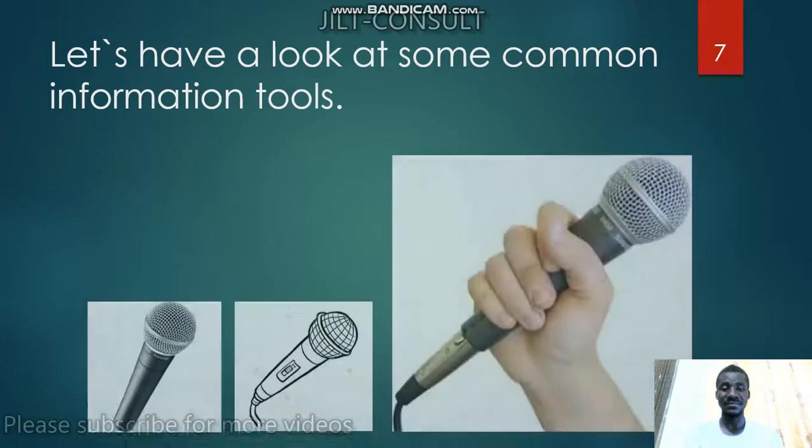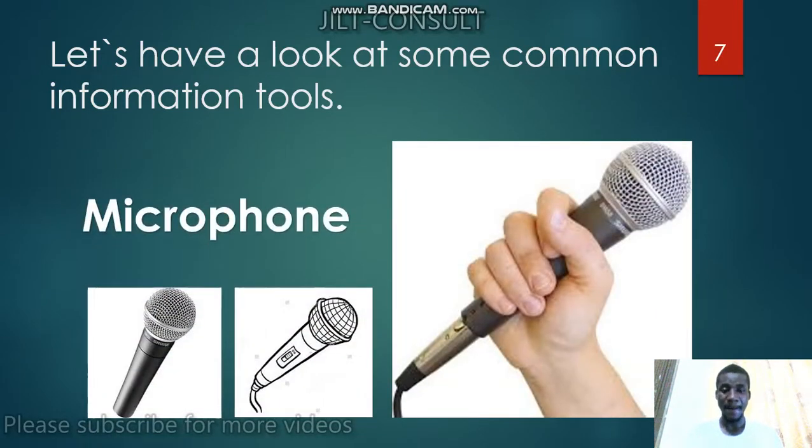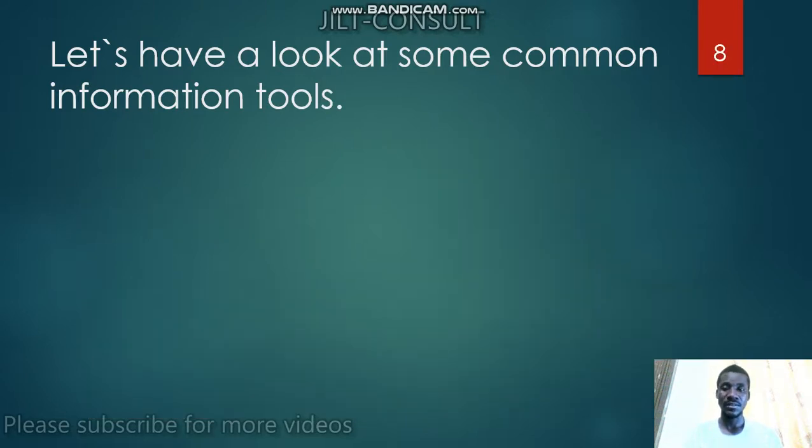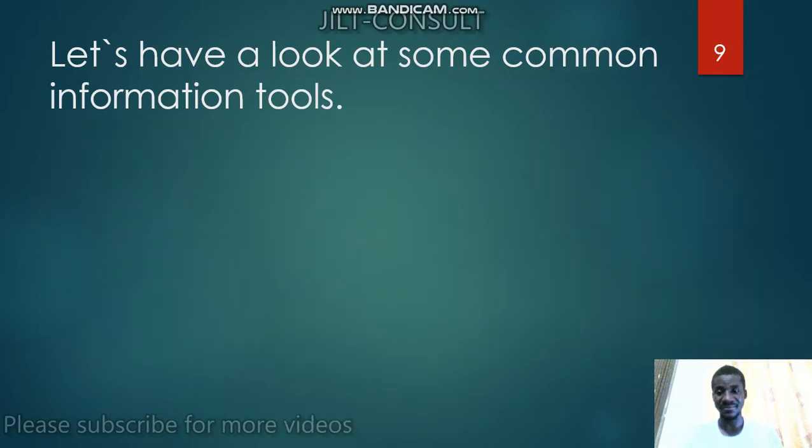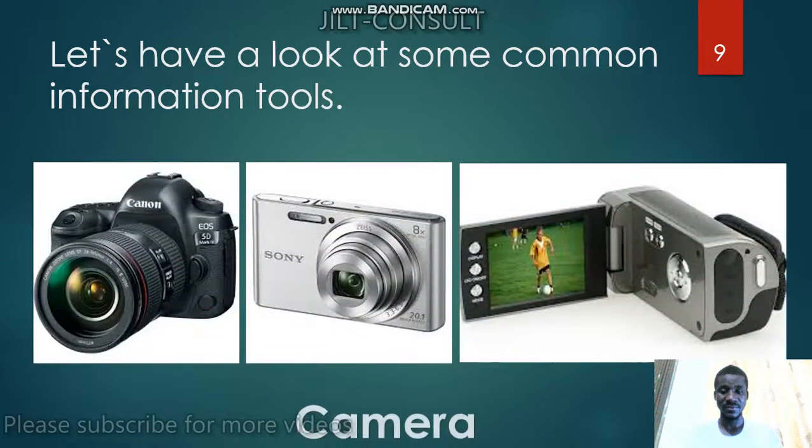Good. Now, this one is microphone. We'll be talking about the microphone, what it is used for and what have you. Then television. You know this one is in your house. Yes, we'll be talking about it. These are some of the pictures. Then we have camera. Be looking at the spellings, because when I ask you to write it for me, you should be able to spell it correctly. Camera.